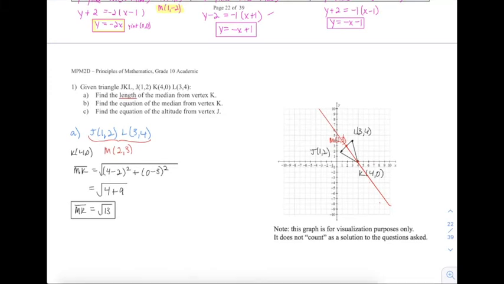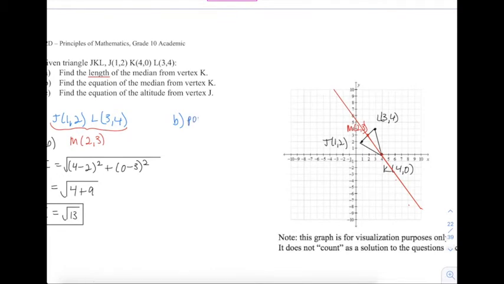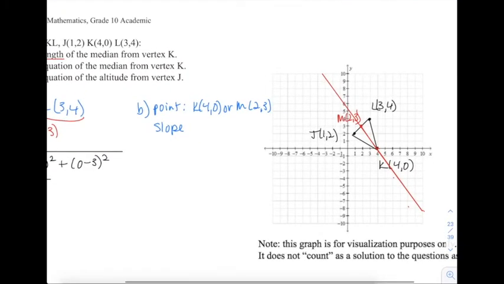If I want the equation of a line, what I need is the slope and a point, right? For the point, I can use either K or M, and I can decide later. But the slope is the slope of MK, so I have to compute that. The slope of MK is 3 minus 0 over 2 minus 4, so it's negative 3 over 2. I know it's a fraction, but that's okay.